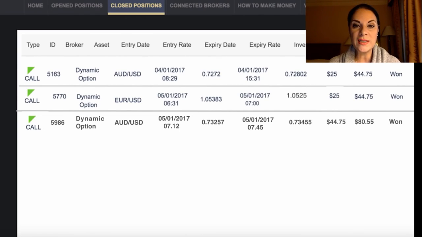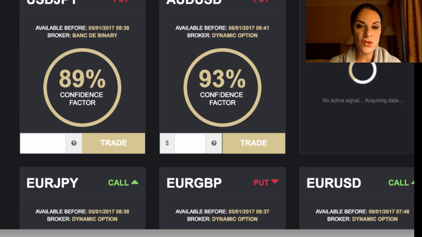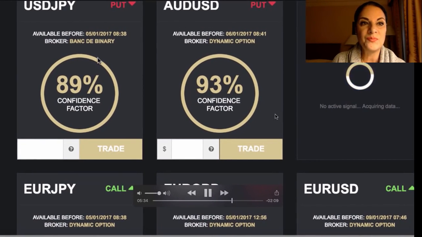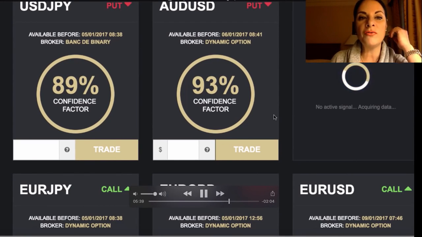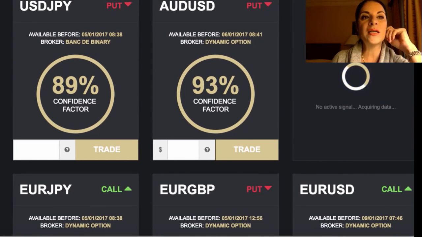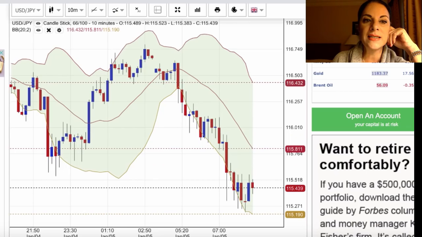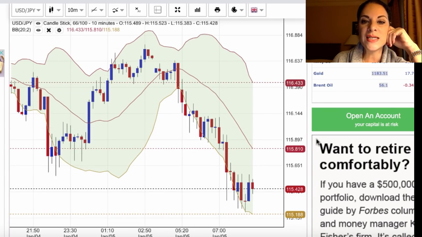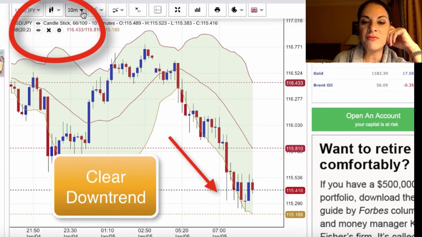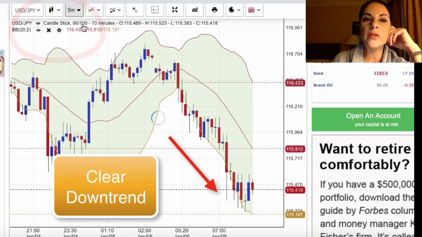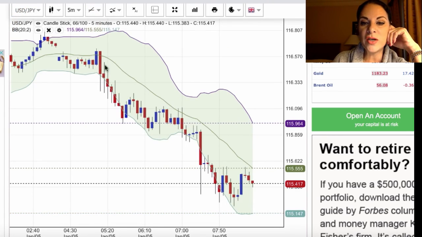If I win the trade, then I have a few decisions to make, which I will also discuss with you as part of the decision making of this trading strategy. So now I am looking at the US dollar and Japanese yen with an 89% confidence rate, and as you can see, the signal is again a very strong signal. It is a very, very clear downtrend, which I will take as a put trade.